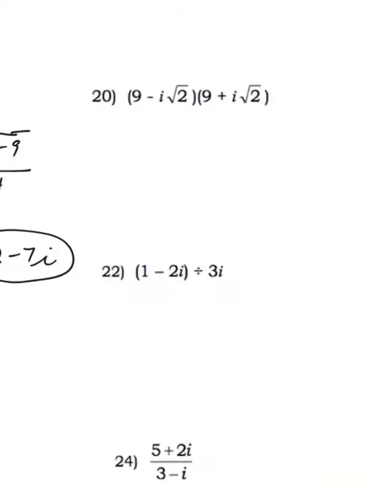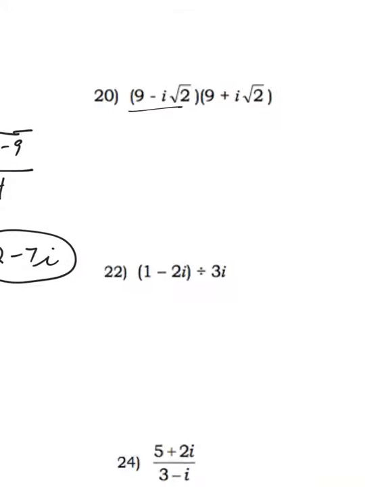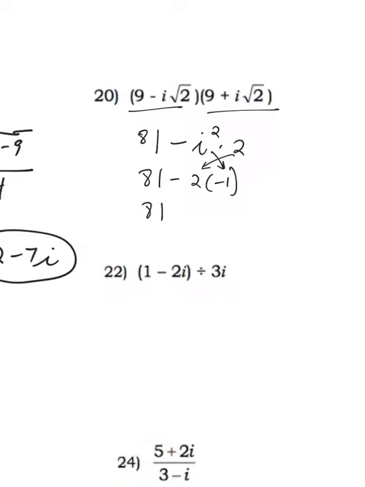Number 20, I see that they're conjugates of each other, which means the two middle terms are going to cancel out. 9 times 9 is 81. Negative i radical 2 times positive i radical 2 is negative i squared times 2. So 81 minus, and I have 2 times negative 1. I just kind of put this over there. 81 minus negative 2 is 83.